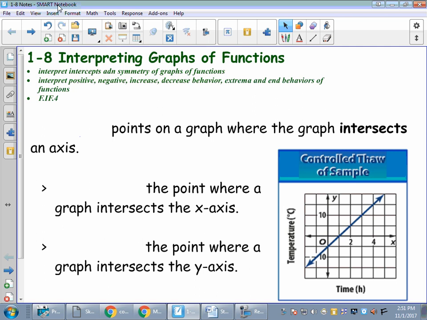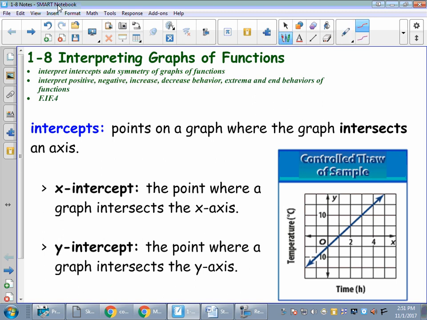So it's all about understanding what a graph is showing us. We're going to go through all the different details about a graph. So the first thing we're going to talk about is intercepts. This is a review. Intercepts are the points on a graph where the graph intersects an axis. The x-intercept is the point where it crosses the x-axis, and the y-intercept is where it crosses the y-axis.